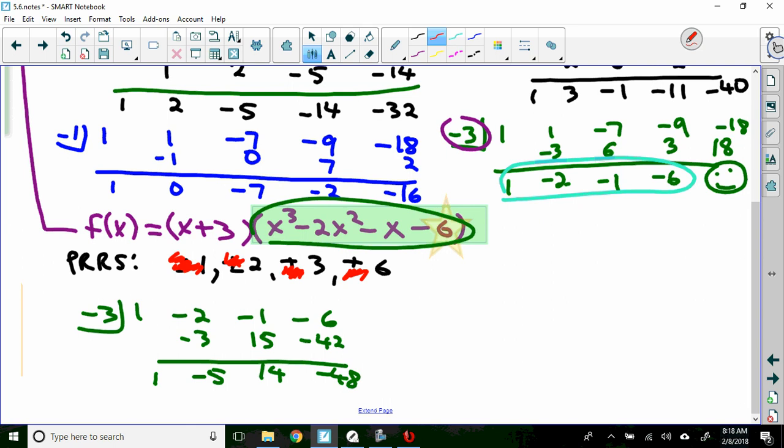So what should I try next? We could try 6. We haven't tried -2 yet, have we? So can we give -2 a shot, maybe? Let's see what happens with -2.